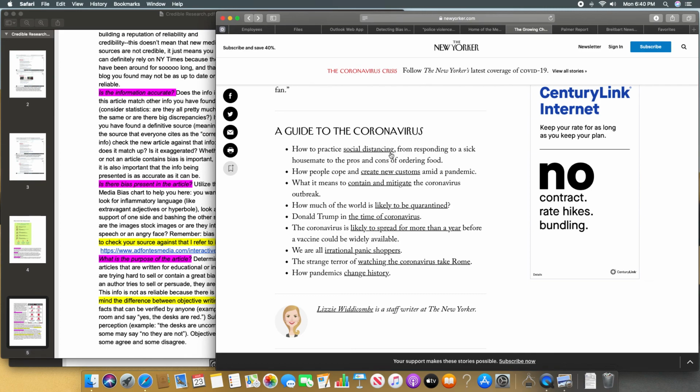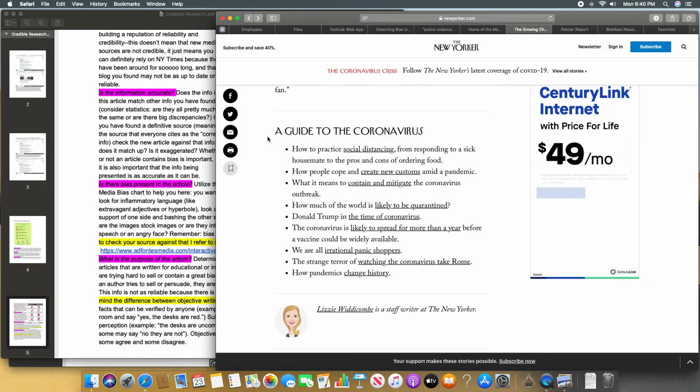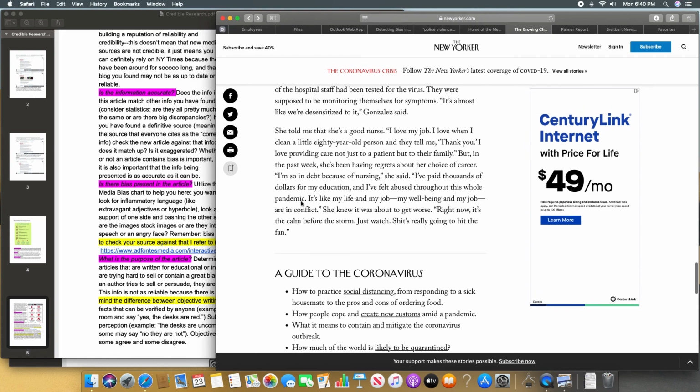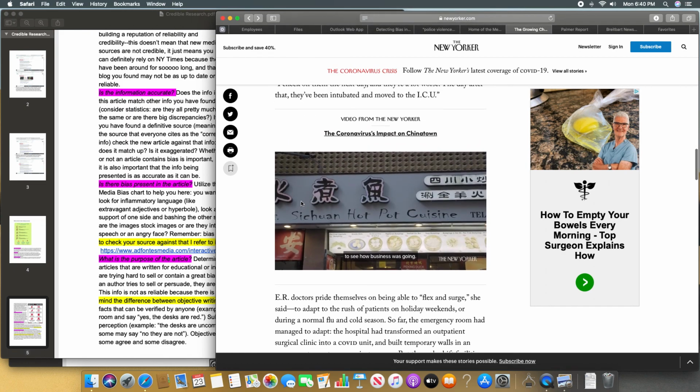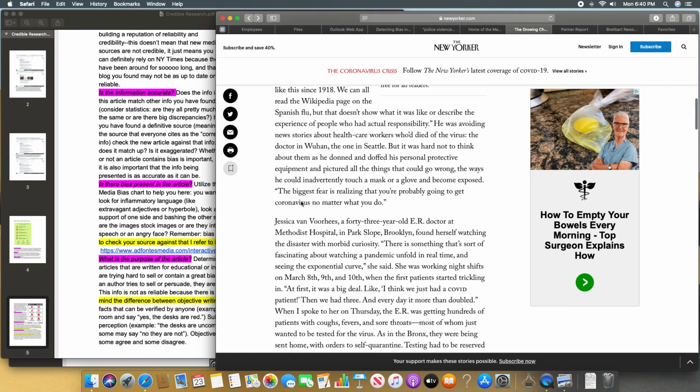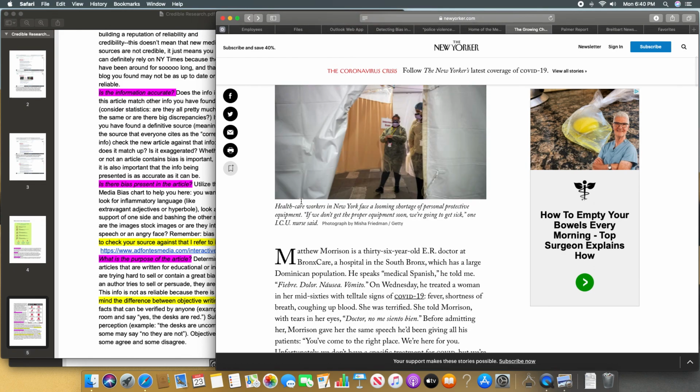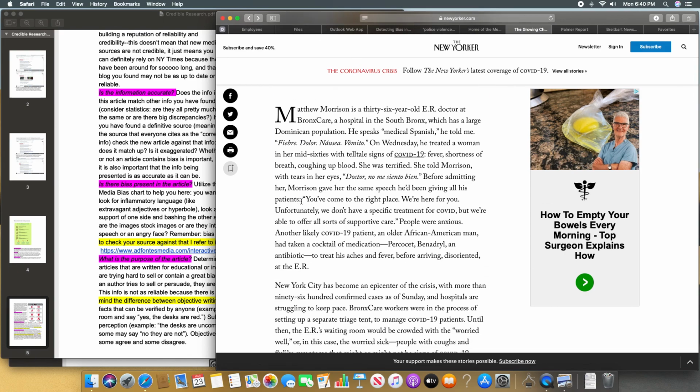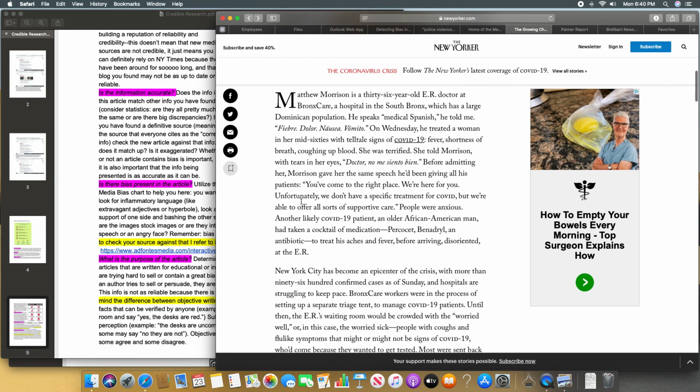Oh, here we go at the bottom. A guide to Corona. But that's not really what I was looking for. Is there bias present in the article? I mean, this seems to be just an informational article, talking to medical workers.